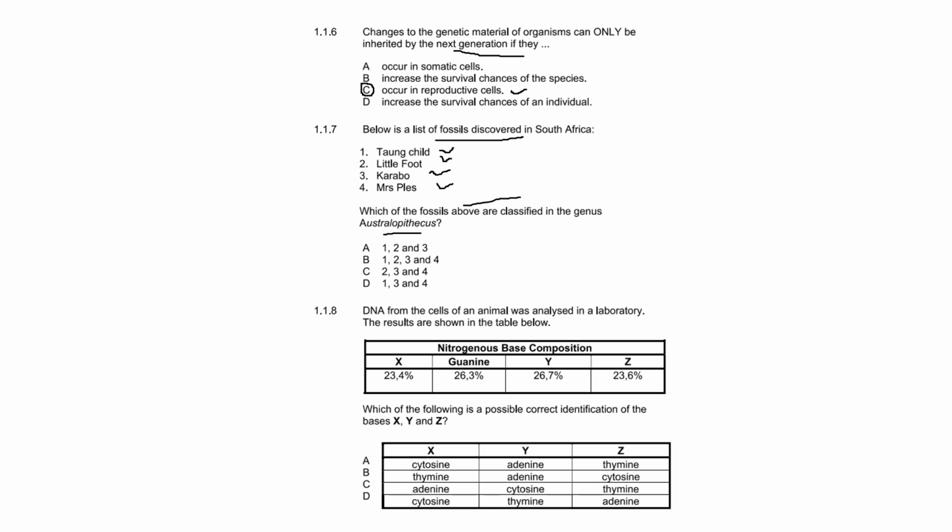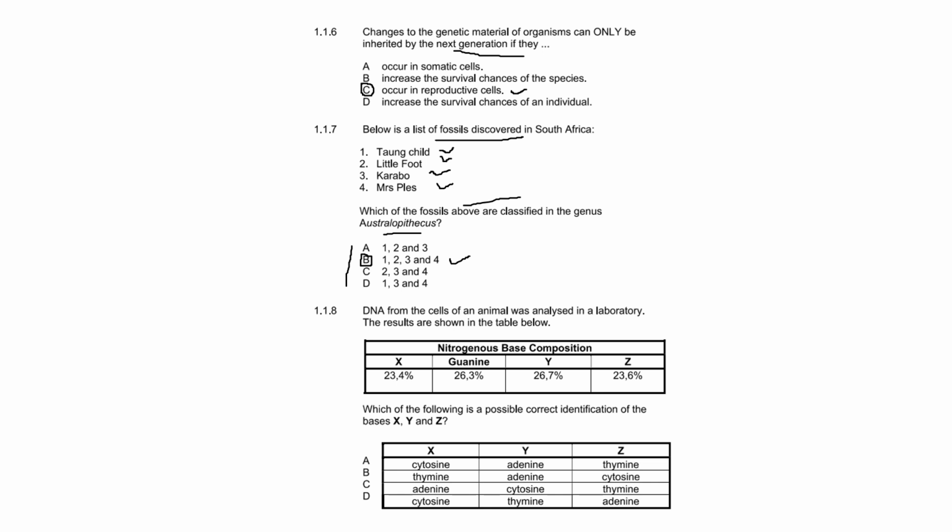Okay, that's good. Then let's check our options now. We've got letter A to D. All 4 are under Australopithecus, meaning B is the one that has all 4 of them. So that should be your answer, because it has all 4 of them and they're all under Australopithecus. Wow, that was a nice question. Okay, so let's go to 1.1.8.